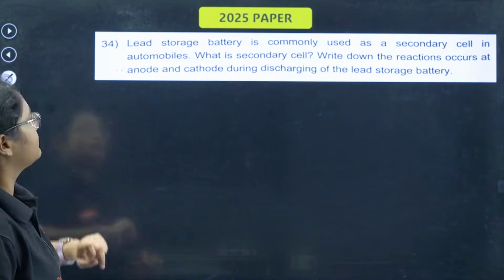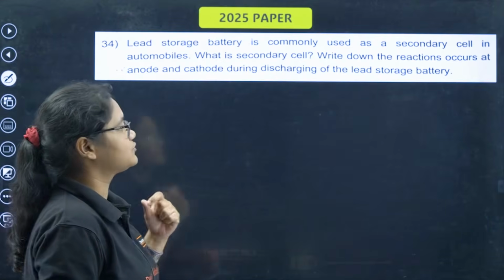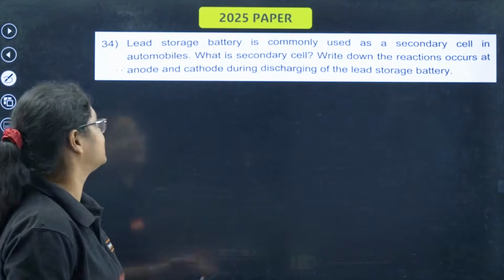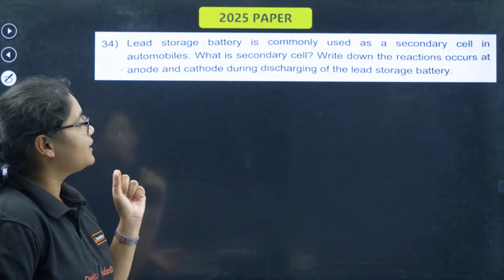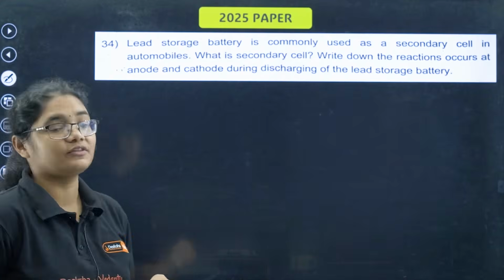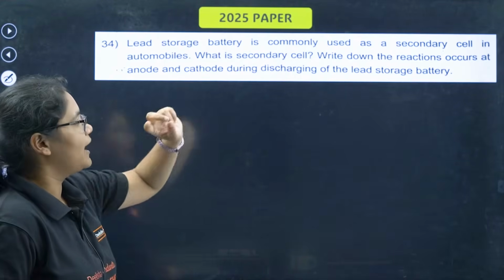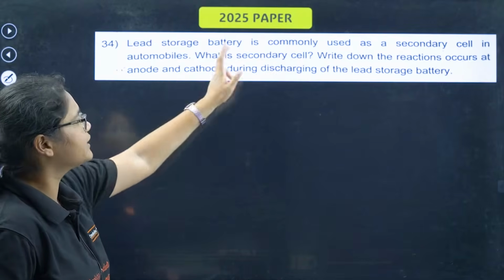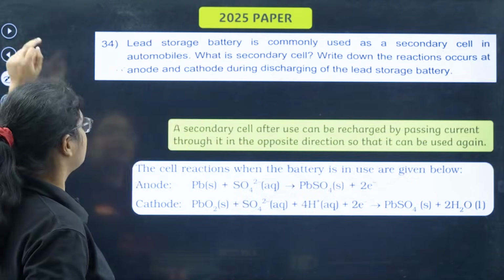Next, moving to 2025, another theoretical question. Lead storage battery is commonly used as a secondary cell in automobiles. So what is a secondary cell? And write down the reactions that occur at anode and cathode during the discharging of the lead storage battery. So again, what is a secondary cell carries 1 mark, and the anode and cathode reactions during discharging carry 1 mark. So total you will get 3 marks here.